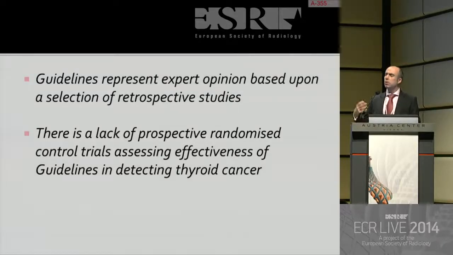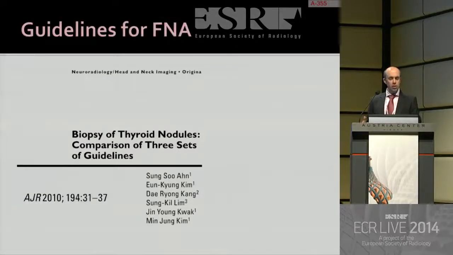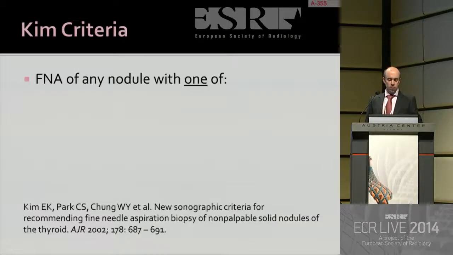But there is literature available with retrospective studies comparing the guidelines. So this is an excellent paper from Arn et al., published in AJR in 2010, comparing the KIM criteria for FNA, the American Association of Clinical Endocrinologists, and the Society of Radiologists in Ultrasound, including almost 1,400 nodules with imaging, cytology, and pathological correlation. So they assessed the effectiveness in these nodules in detecting thyroid cancer.